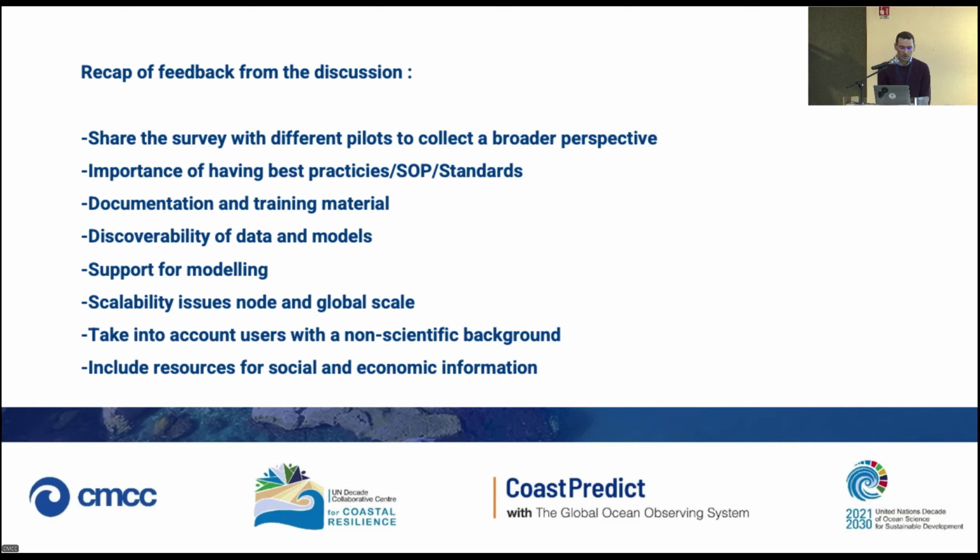And from the user stories, we got feedback that we also have to take into account users with a non-scientific background, so to provide an easy way to access the data, for example through visualization, as well as including resources for supporting social and economic information. This was just a few of the feedback. Of course, some more discussion on the infrastructure is needed, and this is ongoing, and also the involvement with EGI, as well as CMCC. So these are the main points.